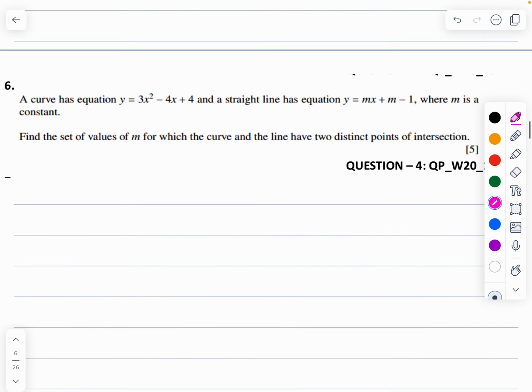Question number 6. Again, a curve and a straight line equation is given, having 2 distinct points. So what am I going to do?